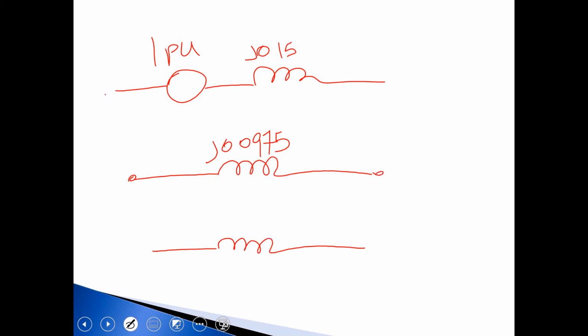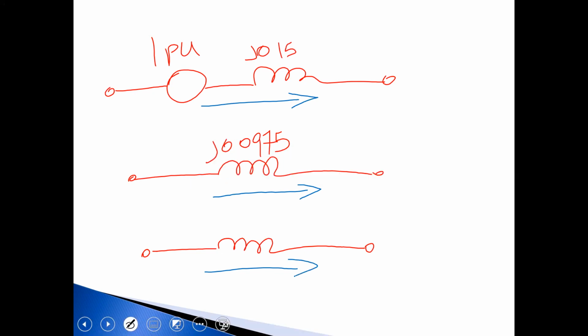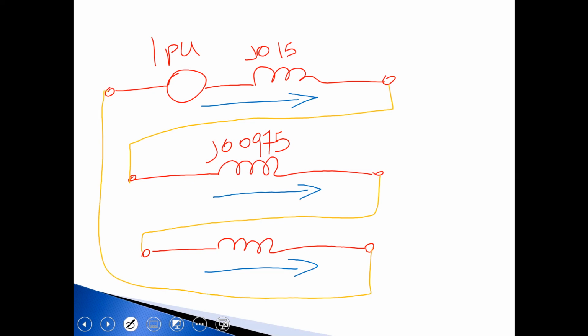Good, so these are your three networks. You are told that they are connected in series. Anyway, we know that the currents for these networks are all flowing out. So if they are connected in series, then that's the connection for our three networks.